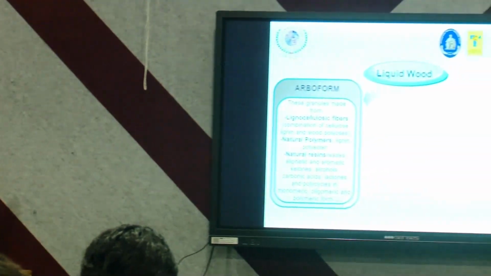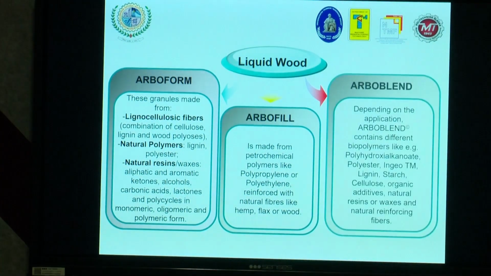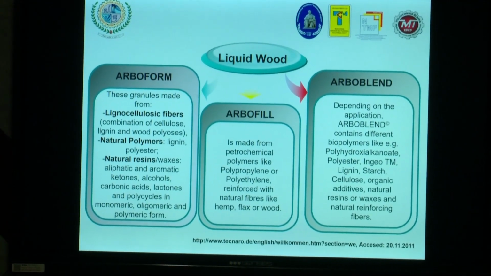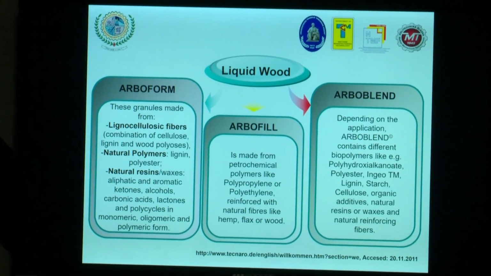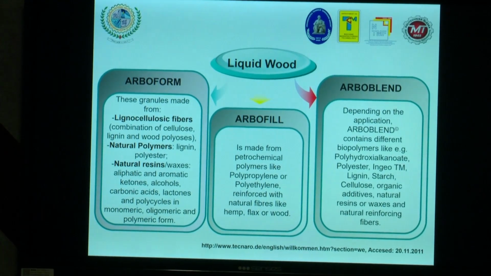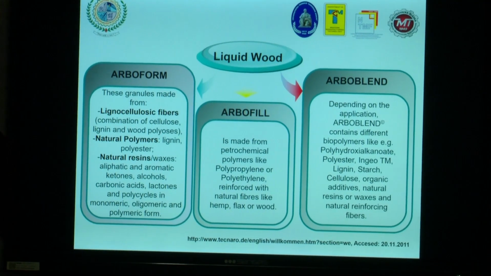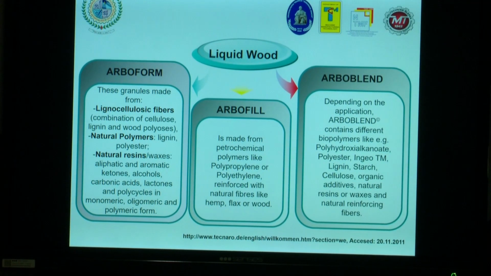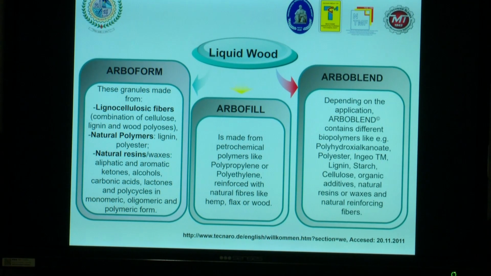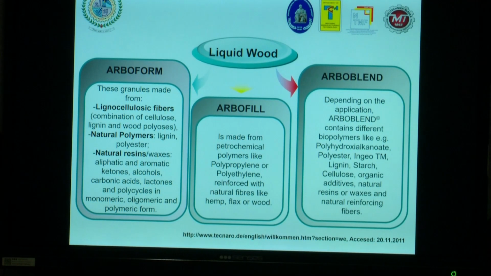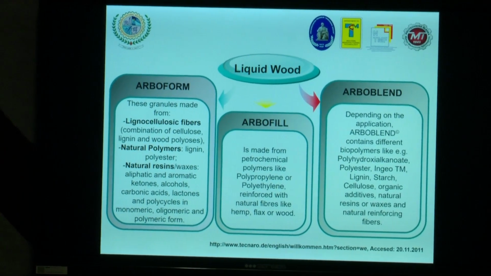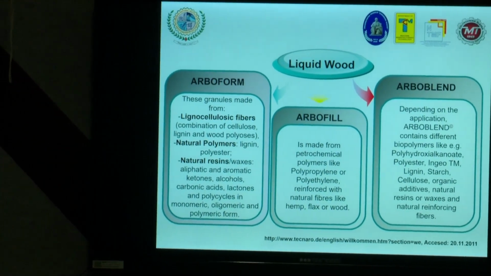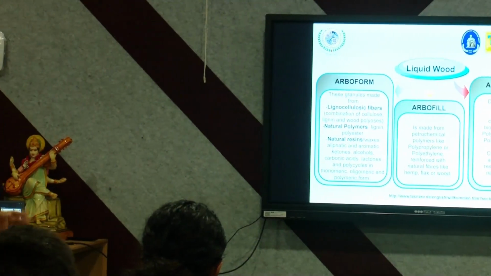You can see here there are three main types of liquid wood: Arboform, Arbofill, and Arboblend. There are several types of each liquid wood. You will see in the technical literature Arboform V3 Nature, Arboform FV Nature, and so on. Also for Arbofill, you can find Arbofill Fichte and other types. Our research will focus on Arboform V3 Nature, Arbofill Fichte, and Arboblend V2 Nature. Of course, for Arboblend there are also several types of this material.